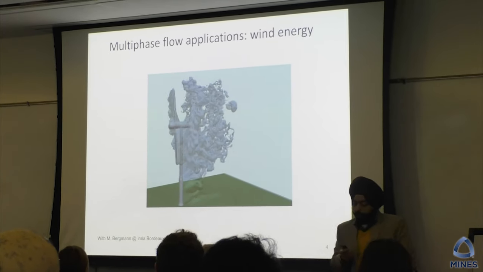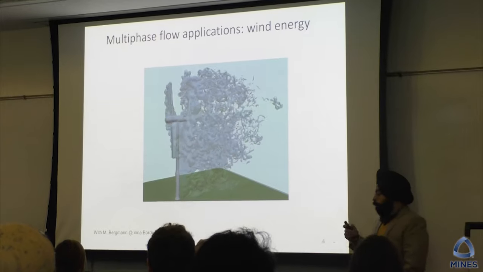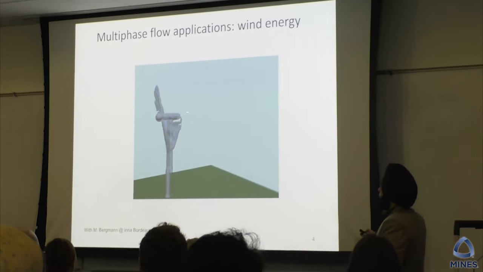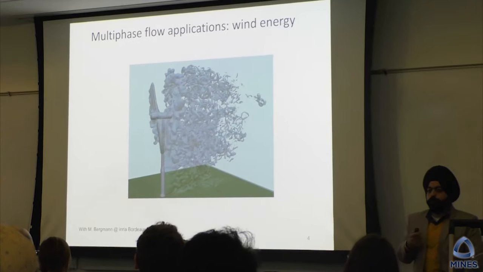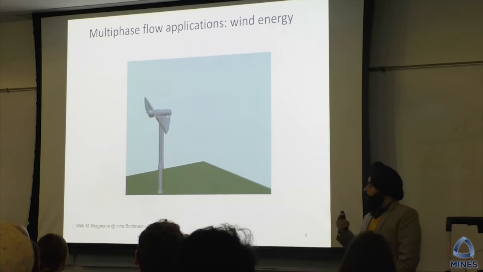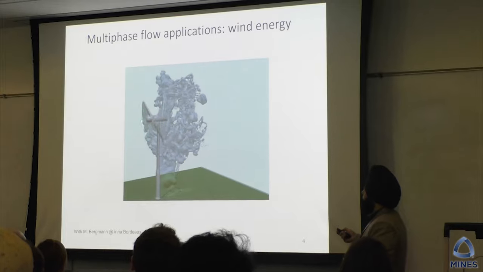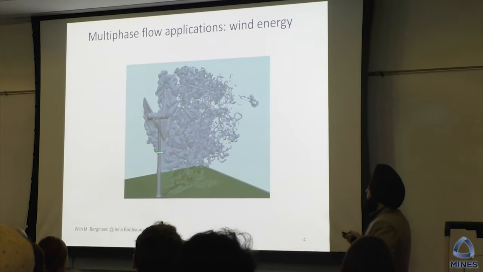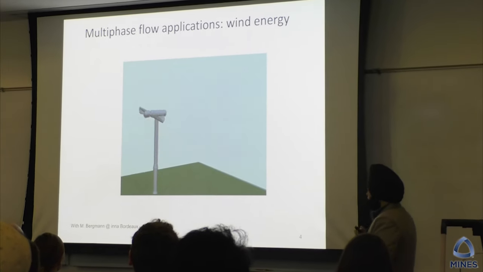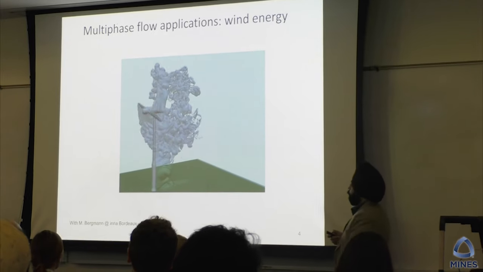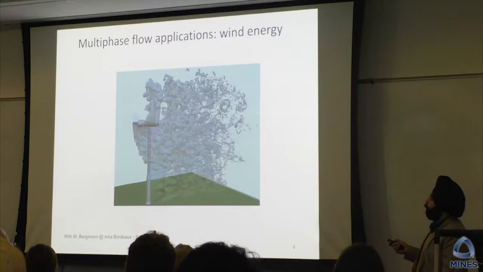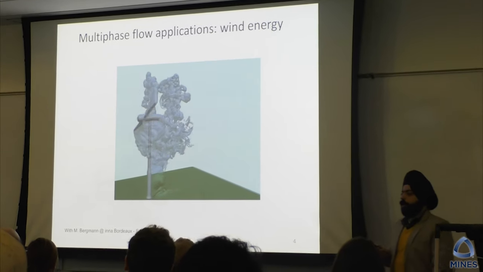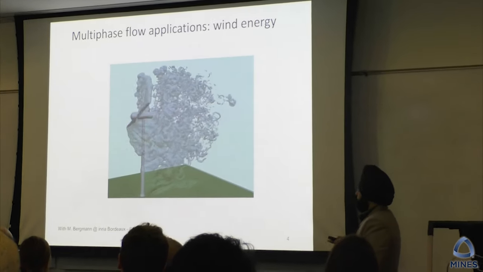For example, in wind turbines, you have to account for the moment of inertia of the blades. So this is an example of two-phase flow in which you have a highly dense solid region moving in a low-density air environment. This work is in collaboration with Vishal Bergman and Indriya Gordo, and we are trying to see the effect of blade geometry on the power extraction via these kinds of simulations.